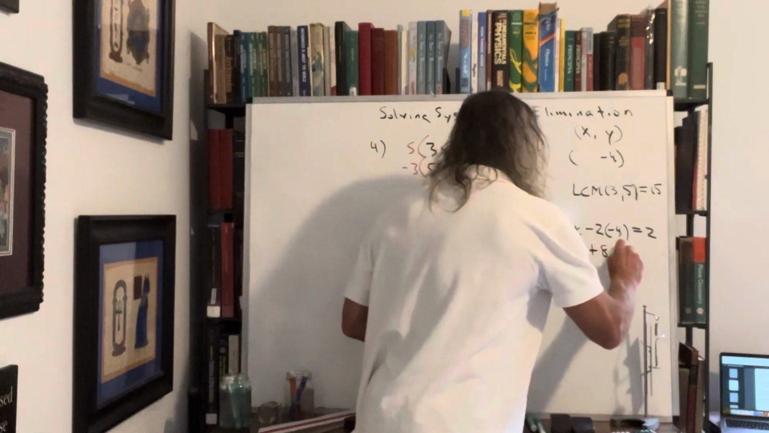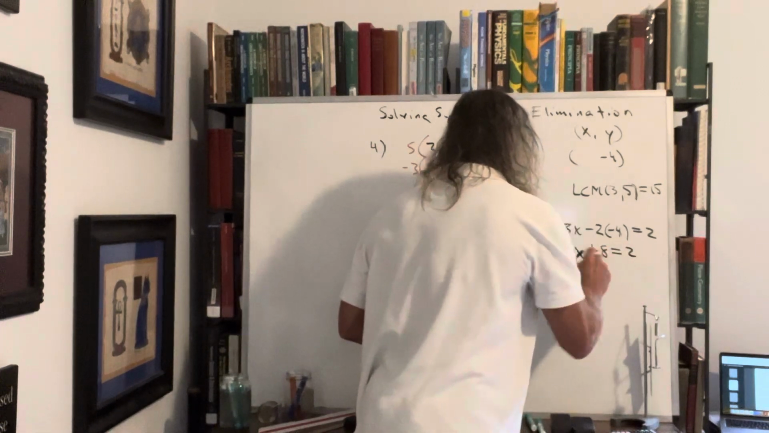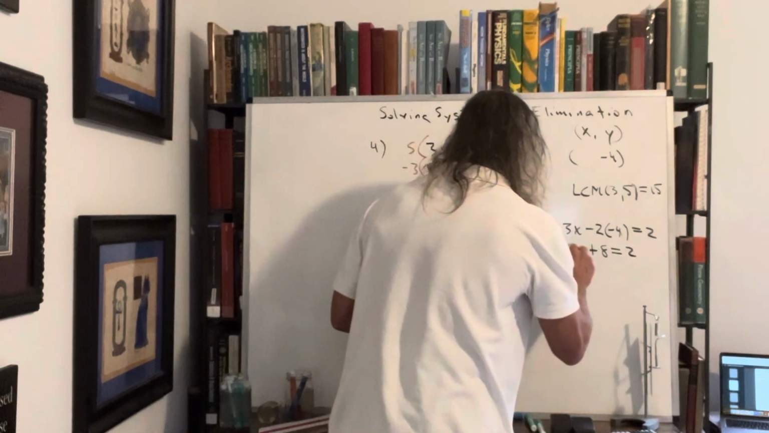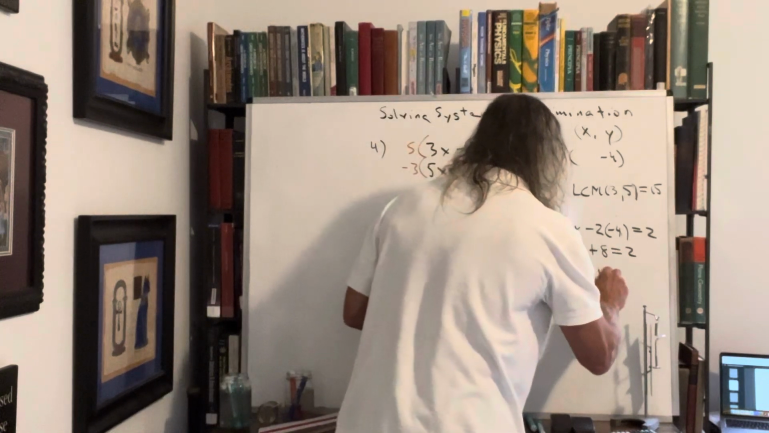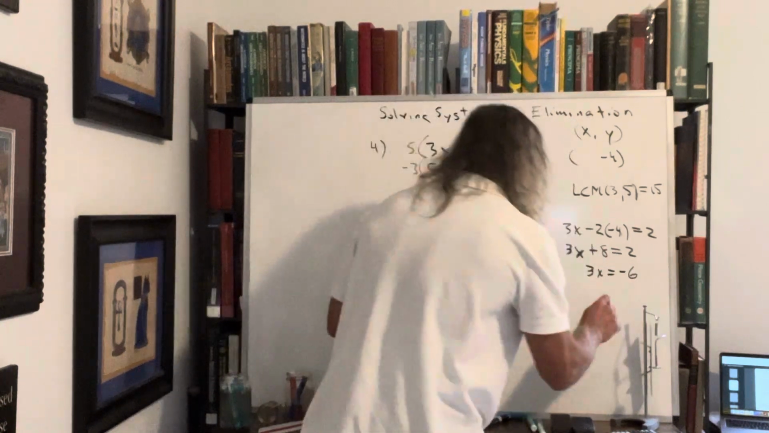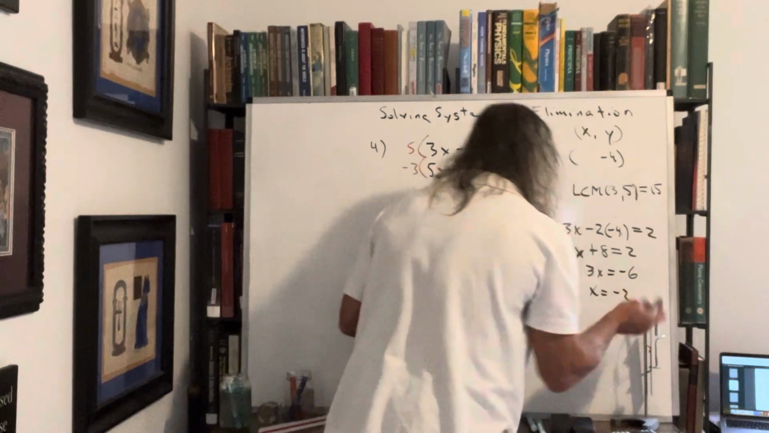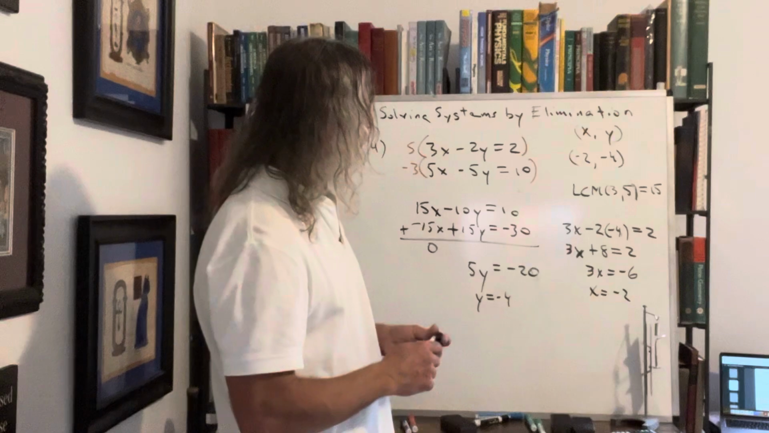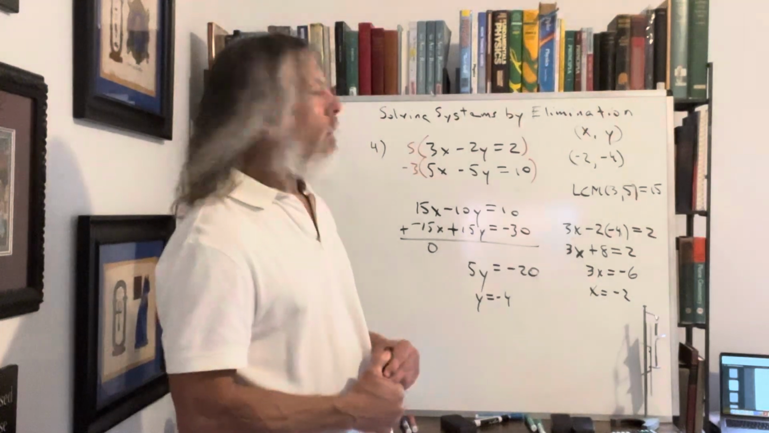3x plus 8 is 2, subtract 8, divide by 3, negative 2. Ta-da! Then we can make sure we're correct.